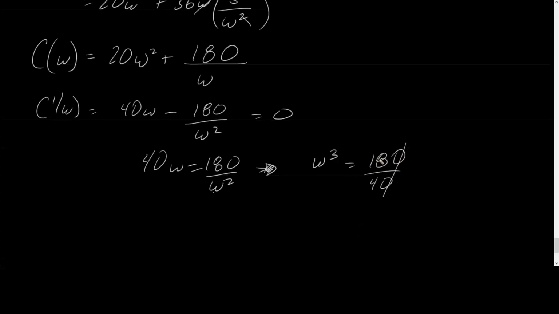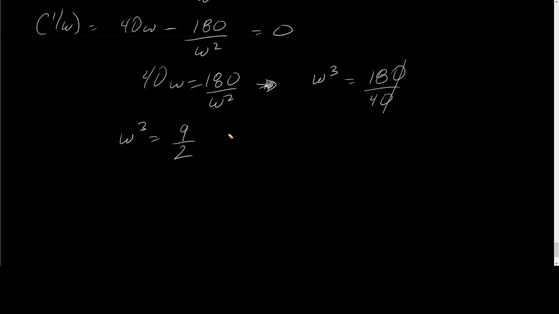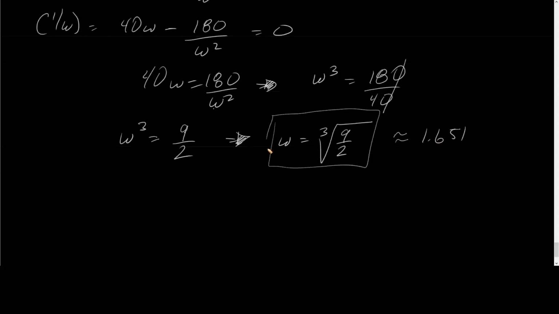So 18 over 4, they're both divisible by 2. So I really have that W cubed is equal to 9 halves. Which tells me now that W is equal to the cube root of 9 halves, whatever that happens to be. In fact, if you really want to know, this is approximately 1.651. But we like non-decimals.